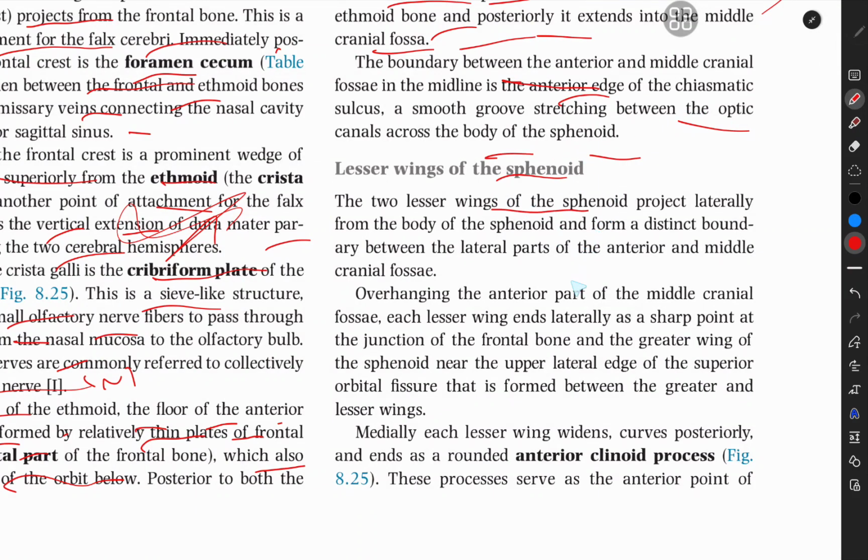Lesser wings of the sphenoid. Two lesser wings of the sphenoid project laterally from the body of the sphenoid and form a distinct boundary between the lateral parts of the anterior and middle cranial fossae.